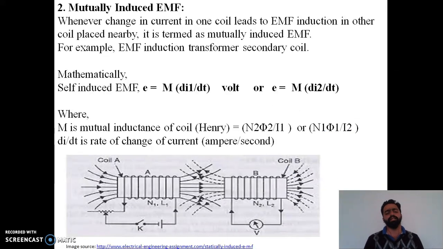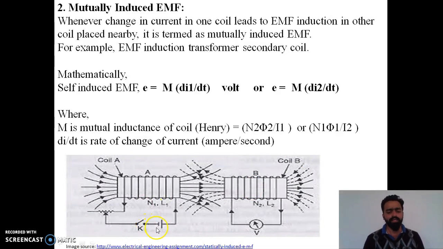Second type of statically induced EMF is mutually induced EMF. Now, if you see in this figure, we are having two coils where coil A is supplied with a source of voltage and in series it is having a variable resistance. Coil B is placed nearby coil A.